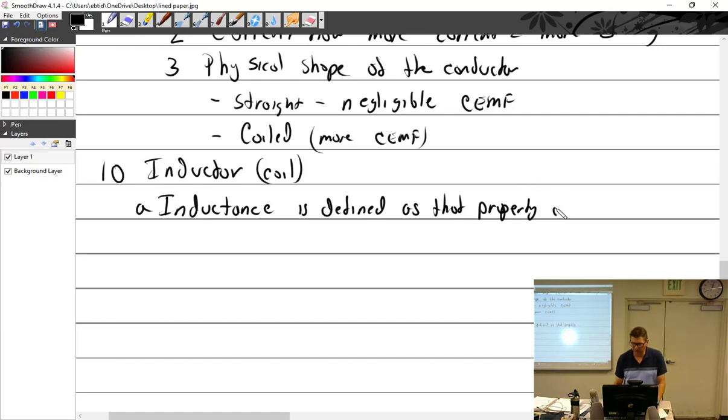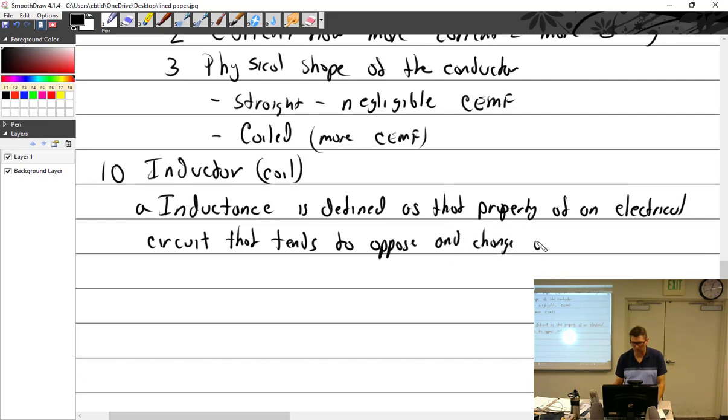of an electrical circuit that tends to oppose any change of current through the circuit.